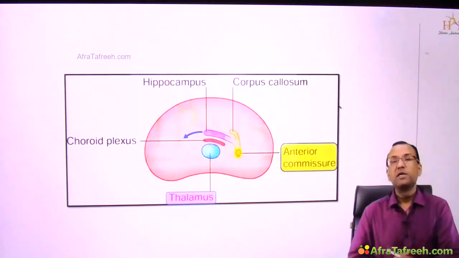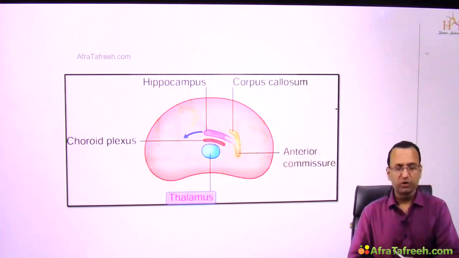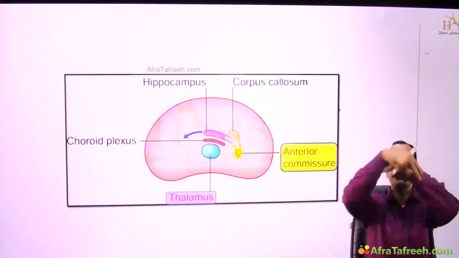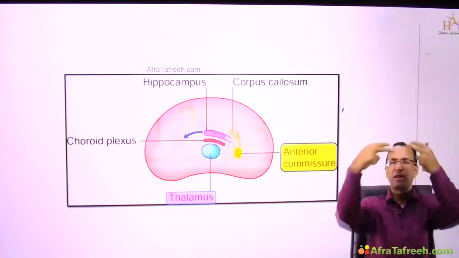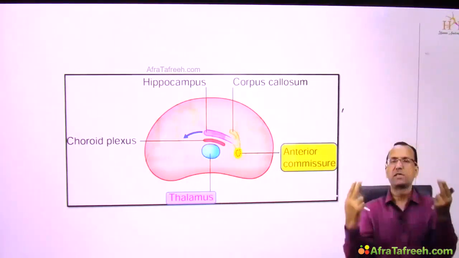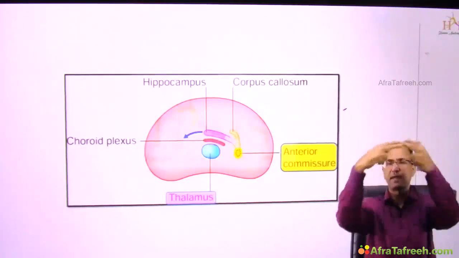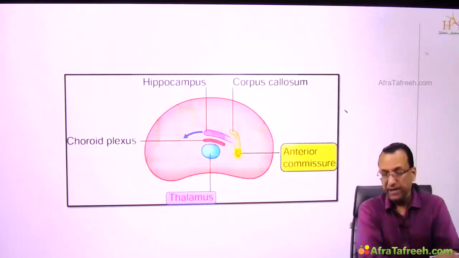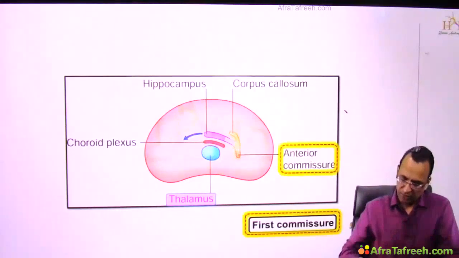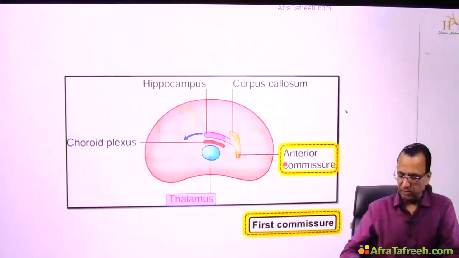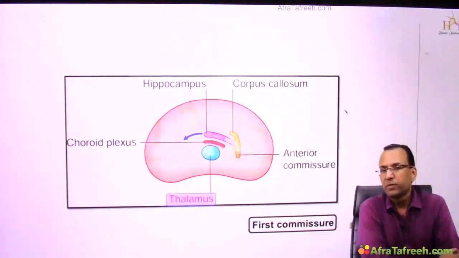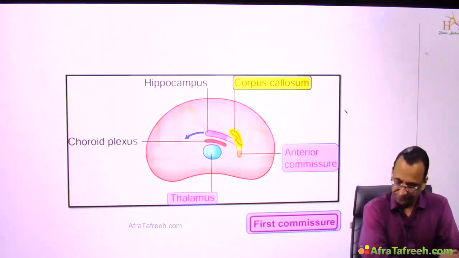What is a commissure? Commissure fibers. You know, commissure fibers are axons connecting the right brain with the left brain. They are crossing the midline, and this is the anterior commissure, connecting the brain anteriorly, and it is the first commissure to develop. Now, if you say the first commissure to develop is the anterior commissure, then which is the next one to develop? It is the corpus callosum.